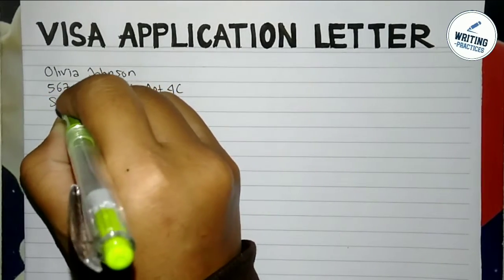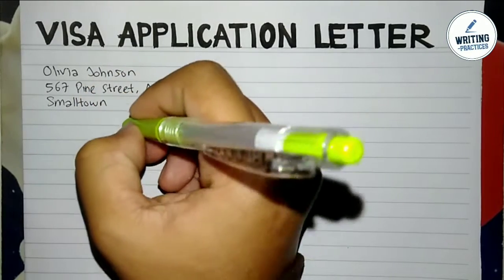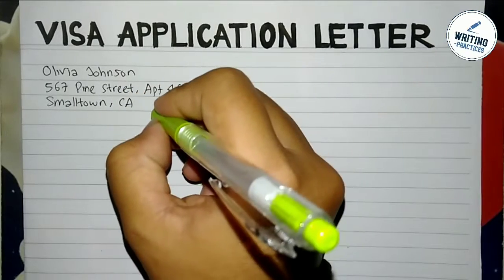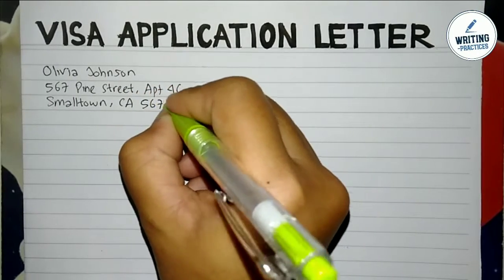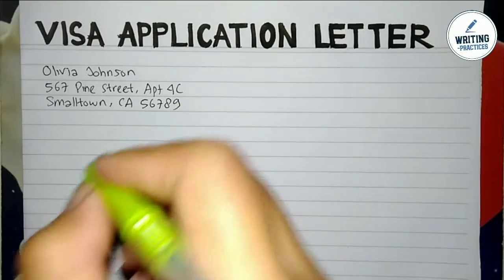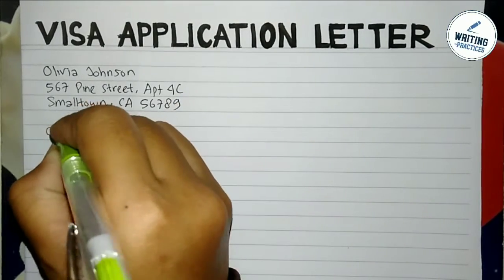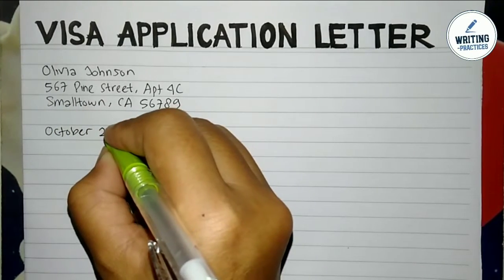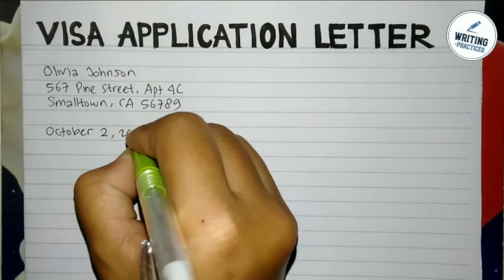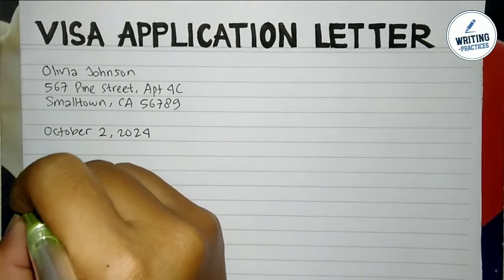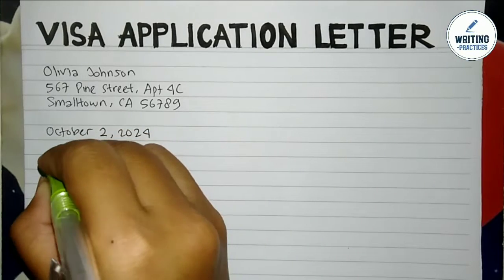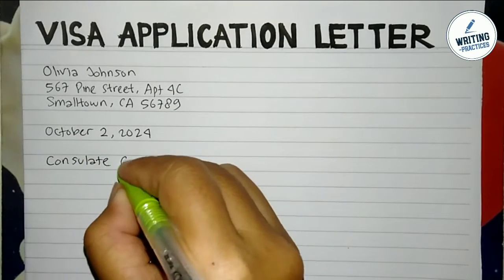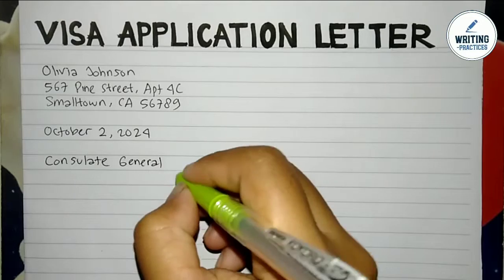It outlines the purpose of the visit, such as tourism, business, education, or family visit, the intended duration of stay, and sometimes, details about accommodation and financial provisions for the trip. The letter may also explain the applicant's ties to their home country, and their intention to return after the visit. The primary purpose of the visa application letter is to support the visa application, by providing additional context and assurance to the consular officials regarding the applicant's travel plans and reliability. Here, Writing Practices will show you how to write a visa application letter step by step.